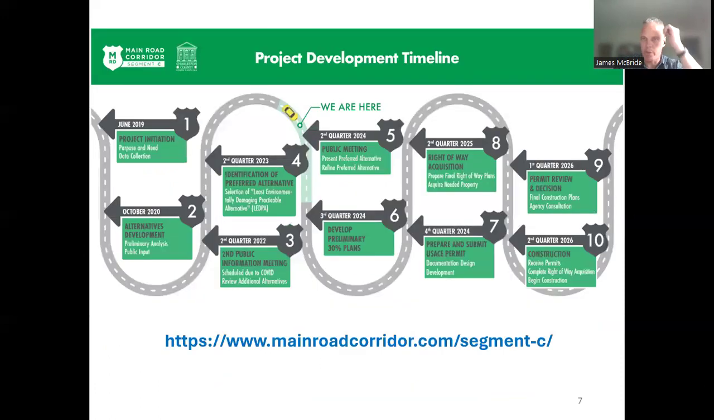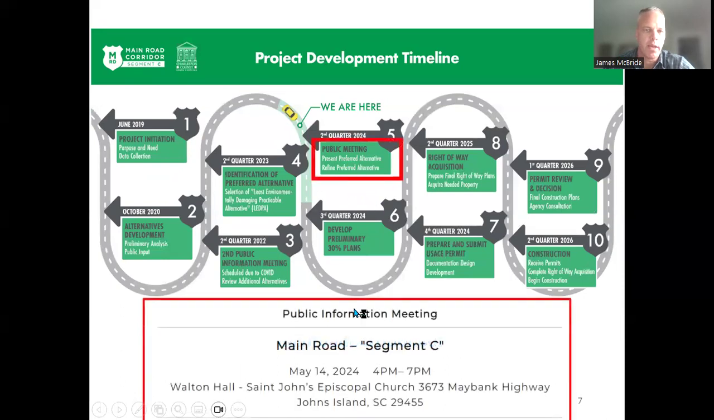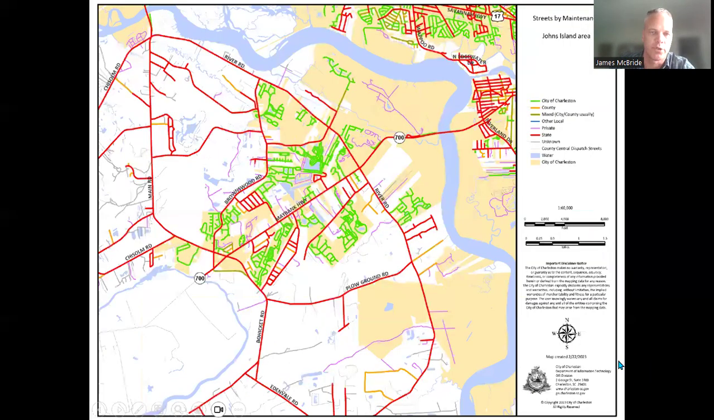All right, so here is the project development timeline as it's gone so far. Back in June 2019, there was project initiation. October 2020 was alternatives development. Second quarter 2022 was a second public information meeting. Second quarter 2023 identified a preferred alternative. And now here we are in second quarter 2024, the public meeting, again, May 14th, 4 to 7 p.m., St. John's Episcopal Church. And then after they take public comment, they'll continue the development process, which I'll get more into in episode 2 or part 2.